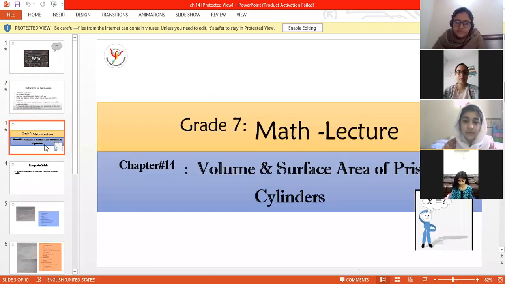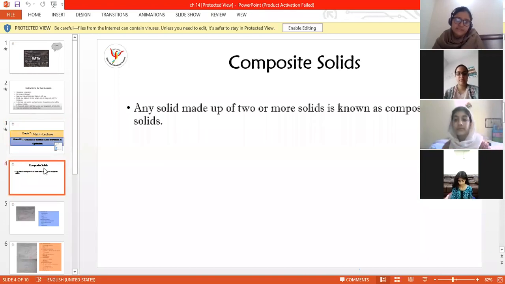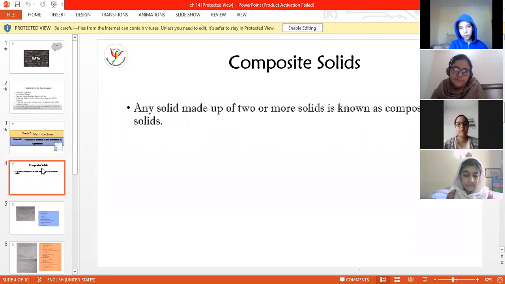We have started our chapter number 14, which is volume and surface area of prism and cylinders, right? So far, we have done exercise 14D, question number 1 and 2. The basic concept of 14D.